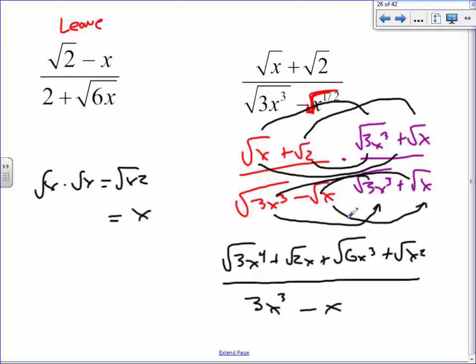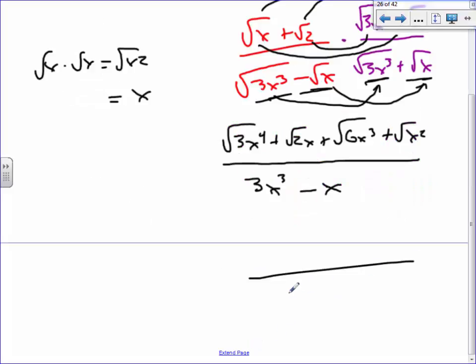I'm going to erase all my lines there because all these lines are getting a bit much. But this one and this one and this one and this one, I guarantee you a difference of squares, they'll cancel. So on the bottom, it's just a 3x to the 3 minus x. It's fantastic. On the top, I have a little bit of work to do.